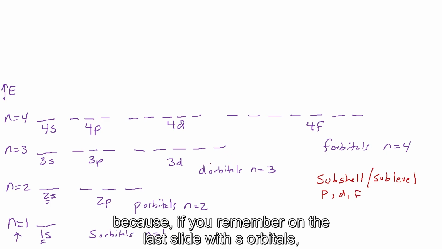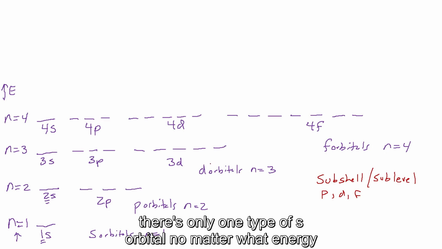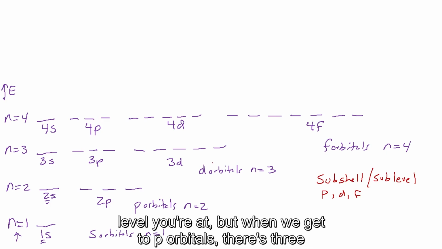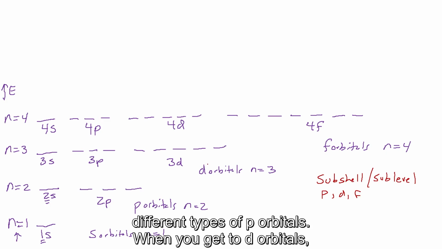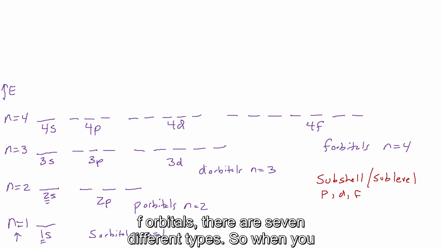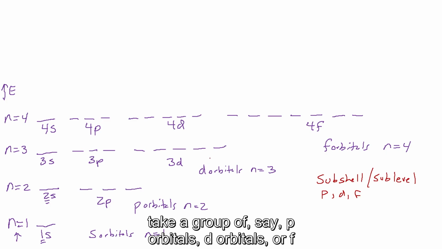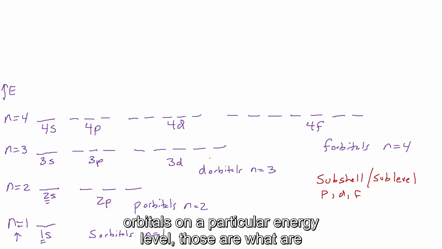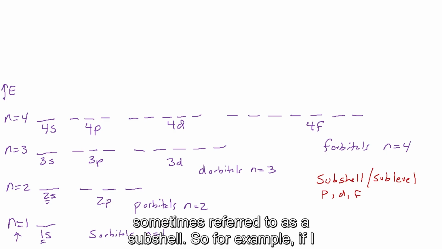It's because if you remember on the last slide, with s orbitals, there's only one type of s orbital, no matter what energy level you're at. But when we get to p orbitals, there's 3 different types of p orbitals. When you get to d orbitals, there's 5 different types of d orbitals. And when you get to f orbitals, there are 7 different types. So when you take a group of, say, p orbitals, d orbitals, or f orbitals on a particular energy level, those are what are sometimes referred to as a subshell.